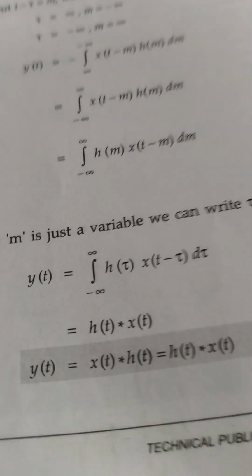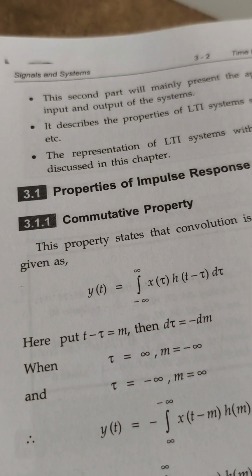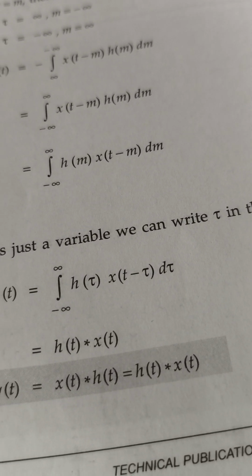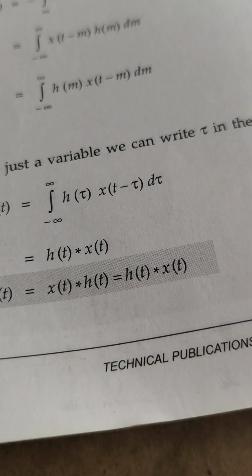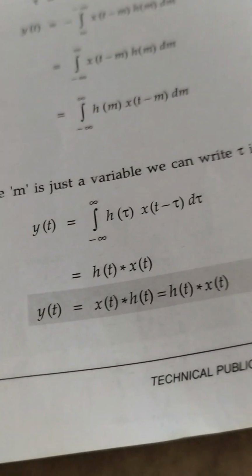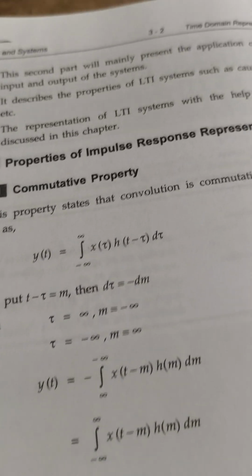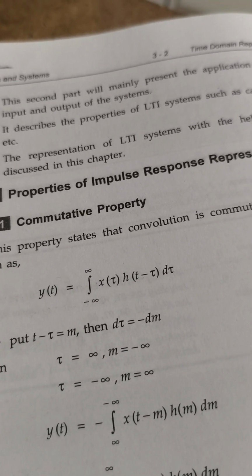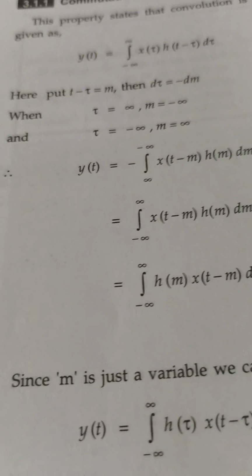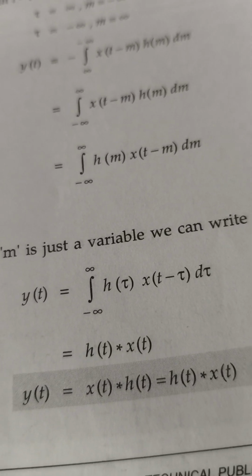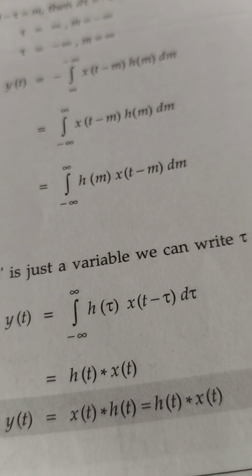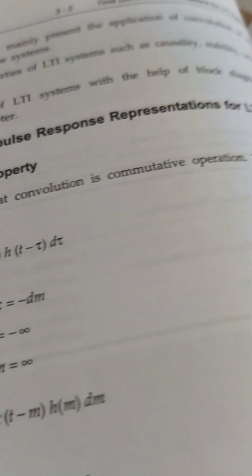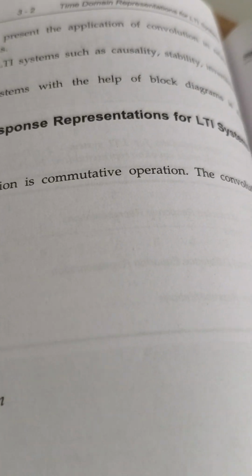Here we have derived that y of t equals h of t into x of t. Both will be the same. That is, we can write x of t into h of t or h of t into x of t. This means the convolution integral obeys the commutative operation, that is, a plus b equals b plus a, or a into b equals b into a. So y of t equals x of t into h of t equals h of t into x of t. This is how we prove that the convolution integral obeys the commutative property.